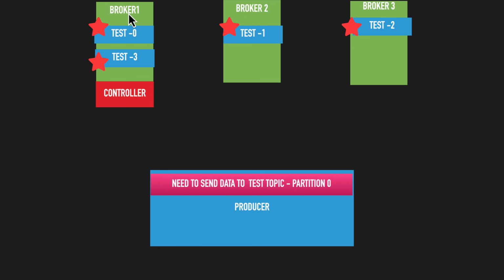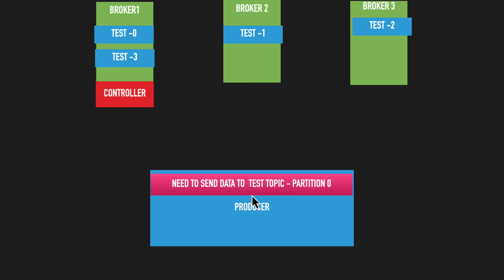So here we go. Broker 1 has the test topic partition 0. And obviously this is the leader, this is the leader, this is the leader. This partition is the leader available inside broker 3, this partition is the leader available inside broker 2, and this partition is the leader available inside broker 1. Now we do not have any replica for this partition, so we have only one folder available for each partition, and that folder is the leader only.